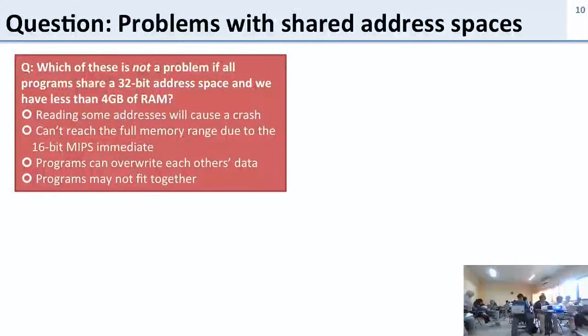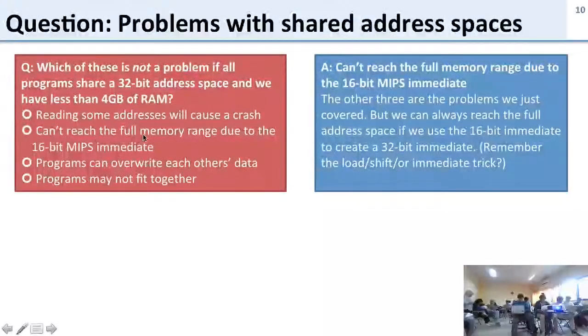Now here's a question about shared address spaces. Which of these things down here is not a problem if all programs share a 32-bit address space and we have less than 4 gigabytes of memory? Well, it's really this one in the middle, can't reach the full memory range due to 16-bit immediates. We saw that we can make a 32-bit immediate by using two 16-bit immediates and two instructions. So we can create that, but the other ones are the problem. Reading some addresses will cause a crash if we don't have 4 gigabytes of memory. Programs can overwrite each other's data if they have the same address space, and they may not fit together. We may get fragmentation or holes if they're all using one memory space.